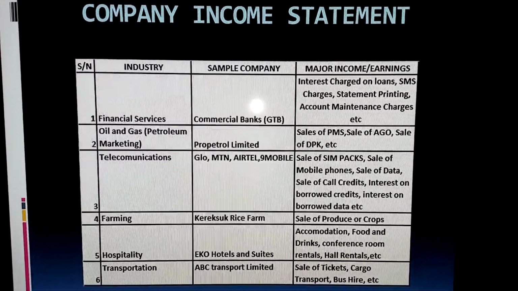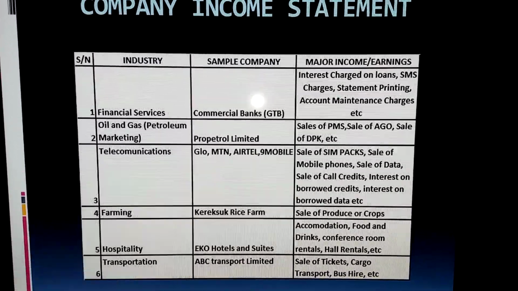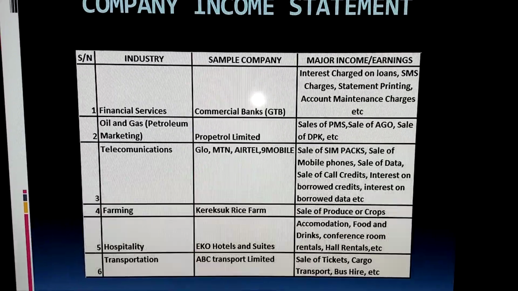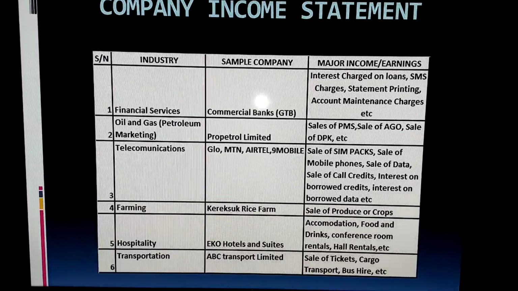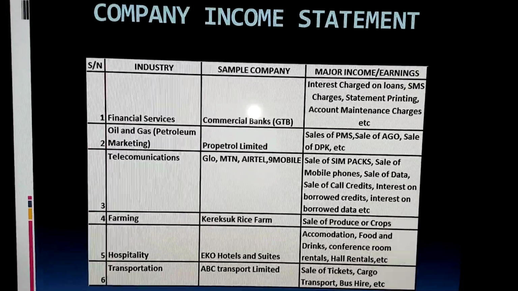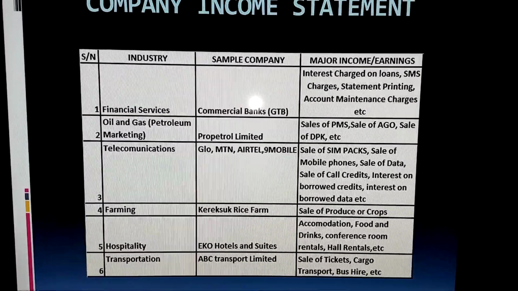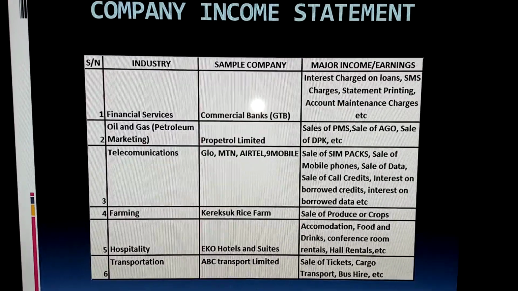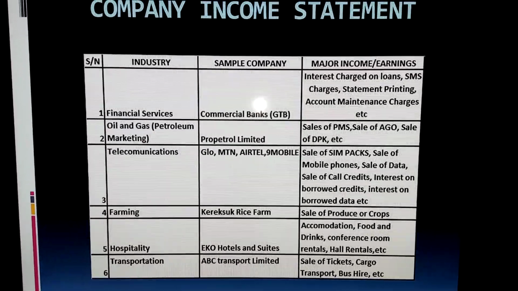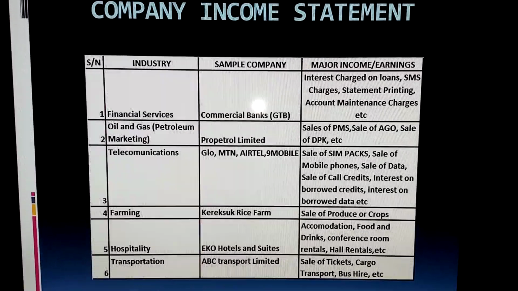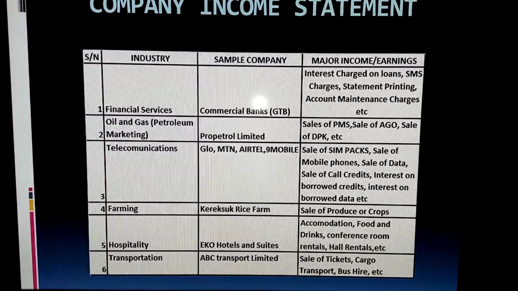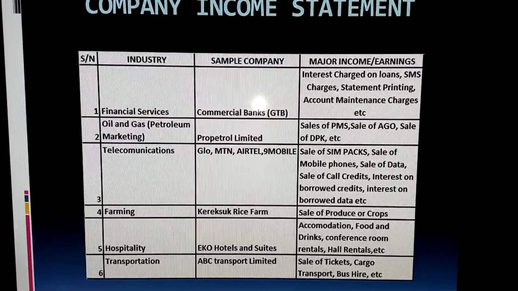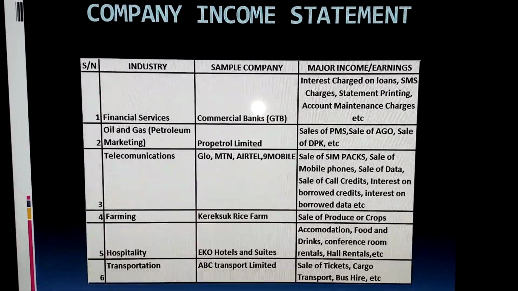Okay, and then we have transportation. Let's say ABC Transport Limited. What do they do? They sell tickets, cargo, transport, bus hires. These are some of the income items for the transportation business. So the idea is that once you're able to identify the industry of the company, you should be able to tell the income items of the company based on the service of the company. So with that, your income statement is halfway done.